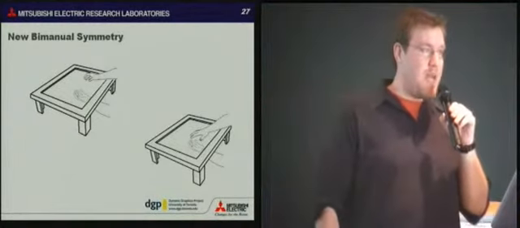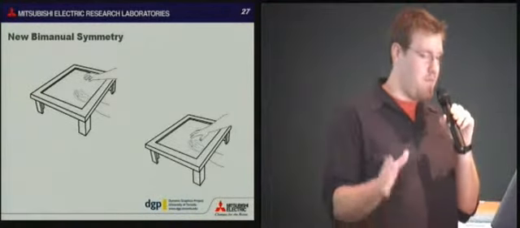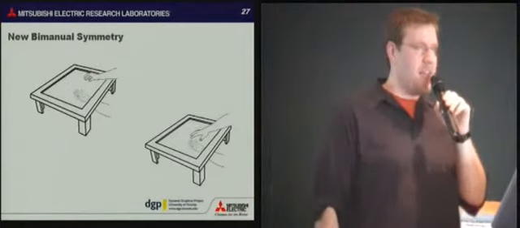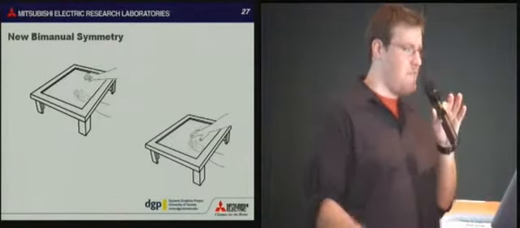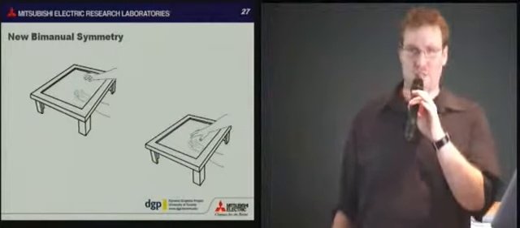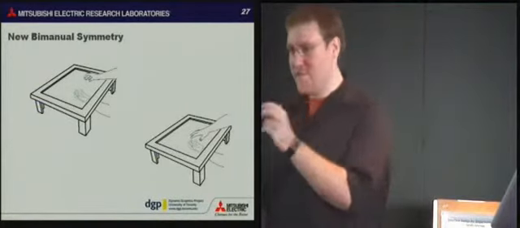We also have two new types of bimanual symmetry with a two-sided table. One is having the hands flailing back and forth in the same direction. I'll do it now. I have to pull the microphone away from my face.